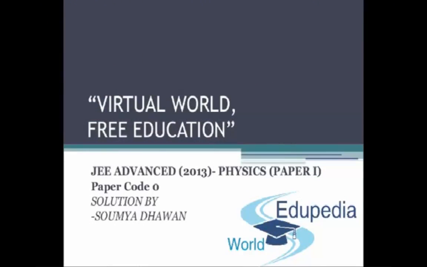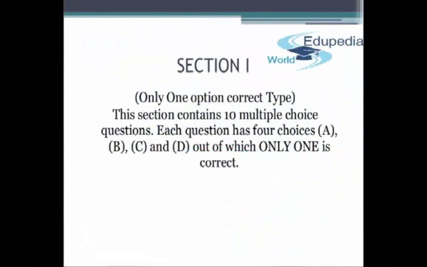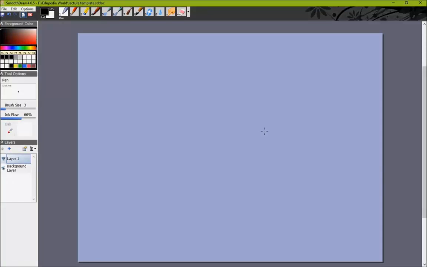In this video, we'll discuss solutions to the questions in paper 1 of the 2013 JEE Advanced Physics paper. The order I'll be following will be the same as in code 0, but in any other order the questions will be the same, just the order will be different, so you can figure that out for yourself.